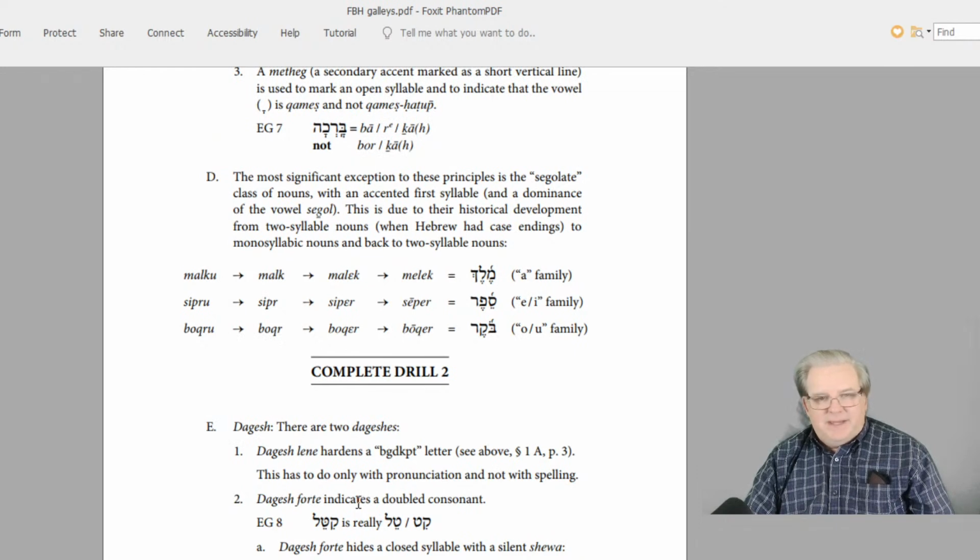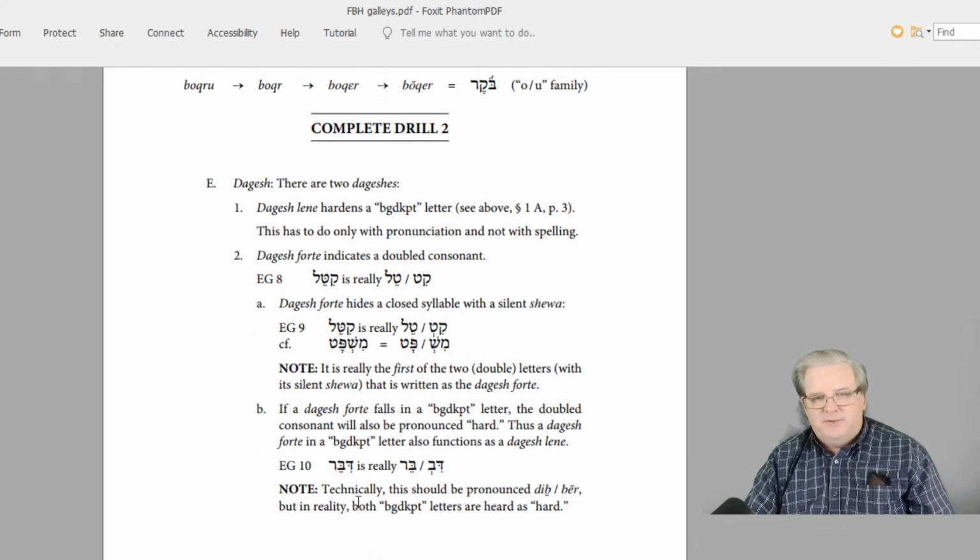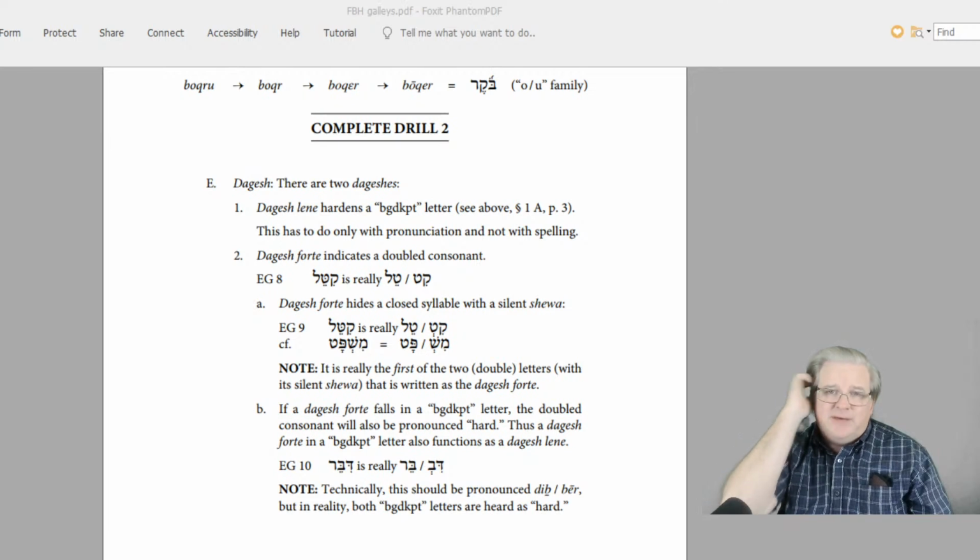Oh, segolates, man. They are very important to know as violators of the rules that you just learned. Don't syllabify them. Recognize them as polysyllabic words that are actually monosyllabic. Okay, that'll help. There are two dageshes. What's a dagesh? Well, it's a dot. What is a dagesh? Well, the first one's a lene. You already know that one. I made you memorize it. Bagad Kapat letters, the B, G, D, that they have a soft and a hard pronunciation. There's a rule governing when they're hard and soft. We're not going to do that today.